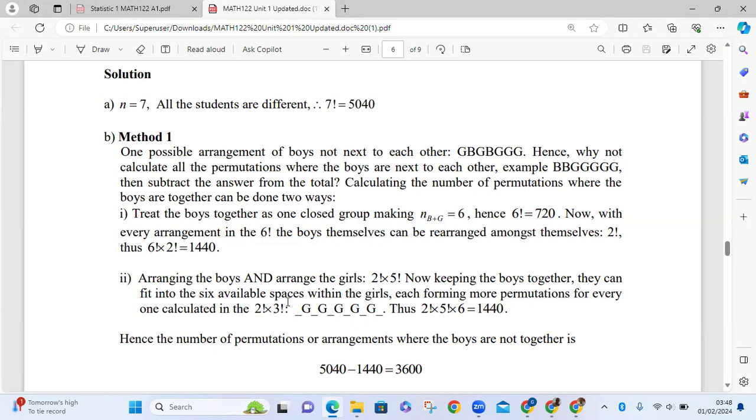Let's take a second look at that. Here you have a situation whereby you have 5 girls, which created 6 spaces. So it says arranging the boys and arranging the girls. So that's 2 factorial times 5 factorial.